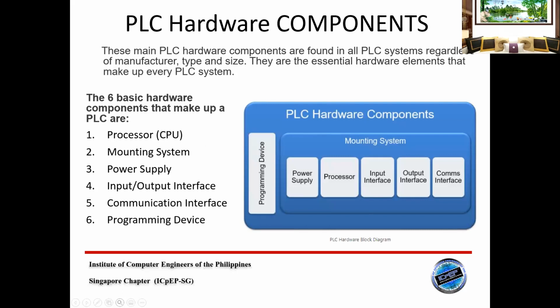So these main PLC hardware components are found in all PLC systems, regardless of manufacturer, type, and size. There are essential hardware elements that make up every PLC system. They have the six hardware components that make up a PLC. So number one is the processor, two the mounting system, and then the input and output interface, the communication interface, and then the programming device.